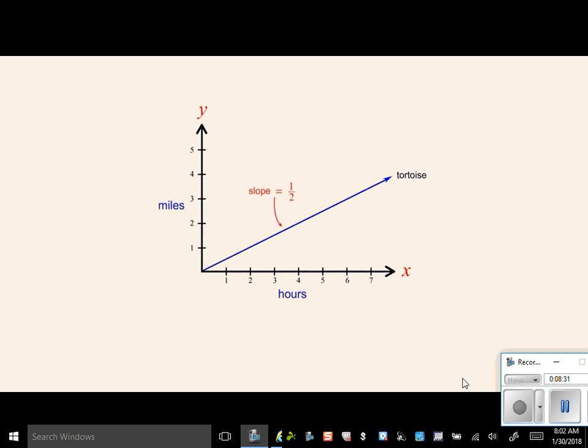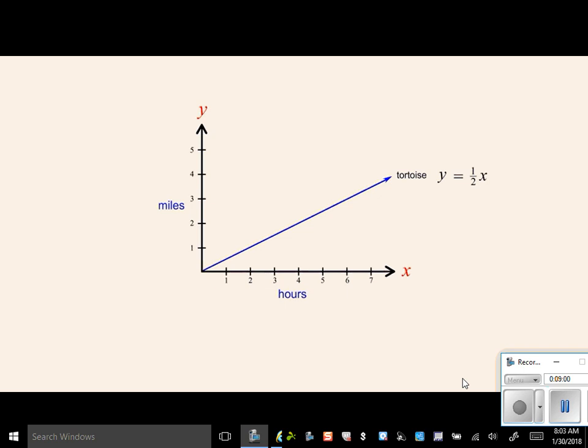Since we know that this graph intercepts the y-axis at 0, we can use the slope-intercept form to write the equation for this line. The value of the constant m in this equation is the slope of the line, 1/2, and the value of b is the y-intercept, 0. Eliminating the 0, we see that the equation for this line is y equals 1/2 x.